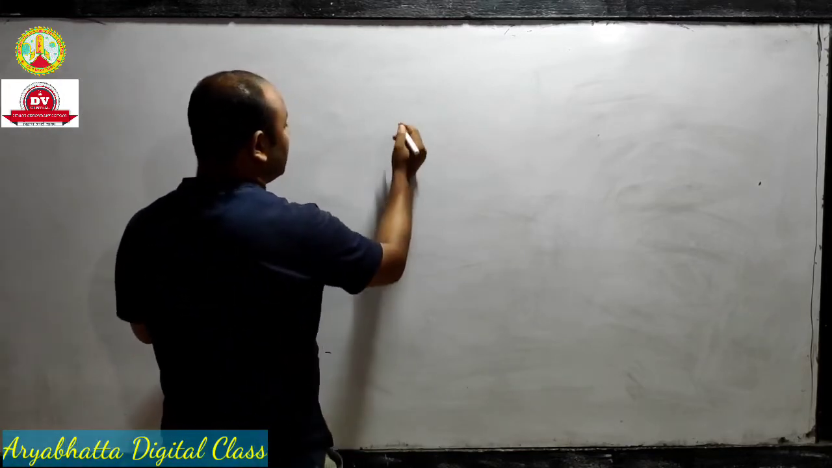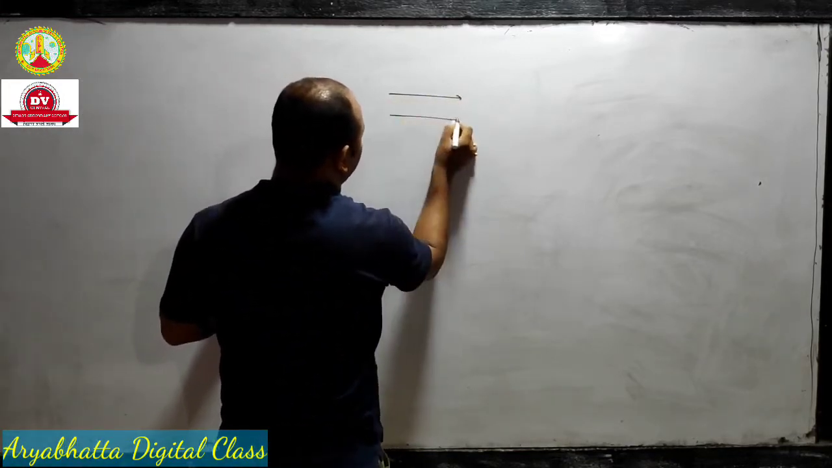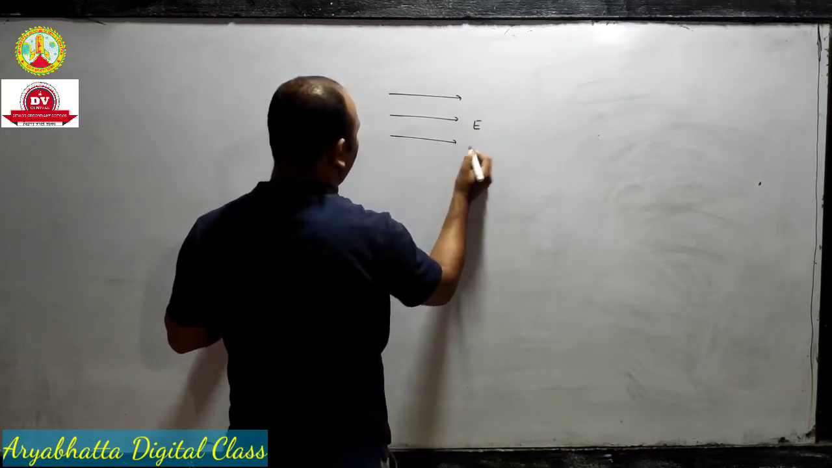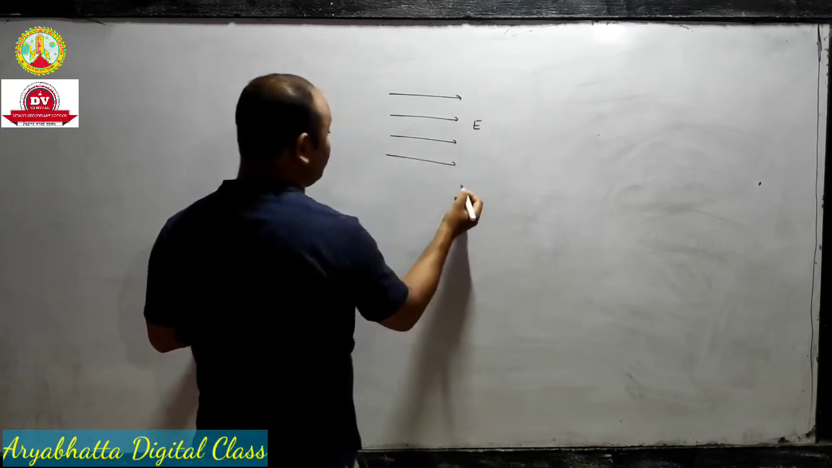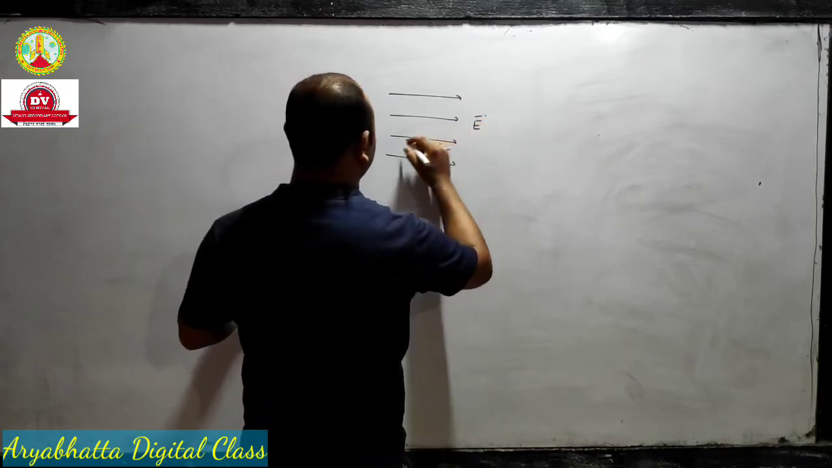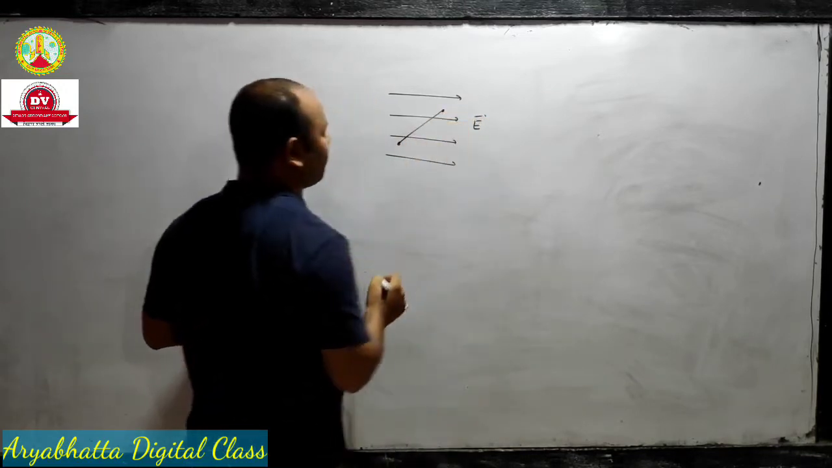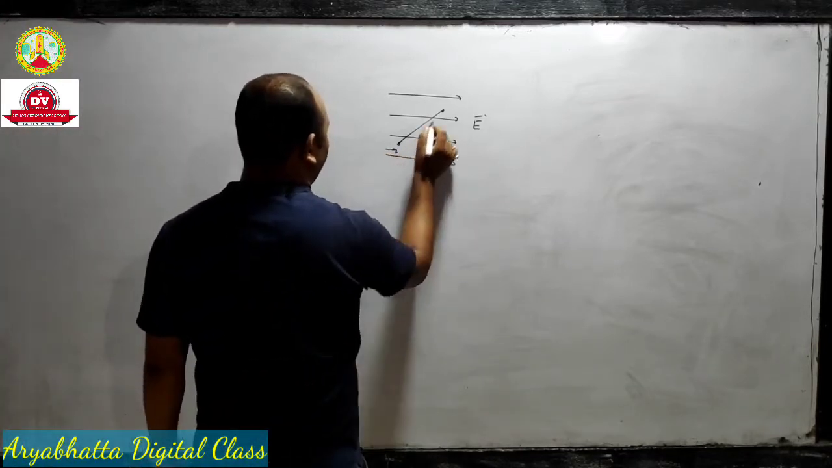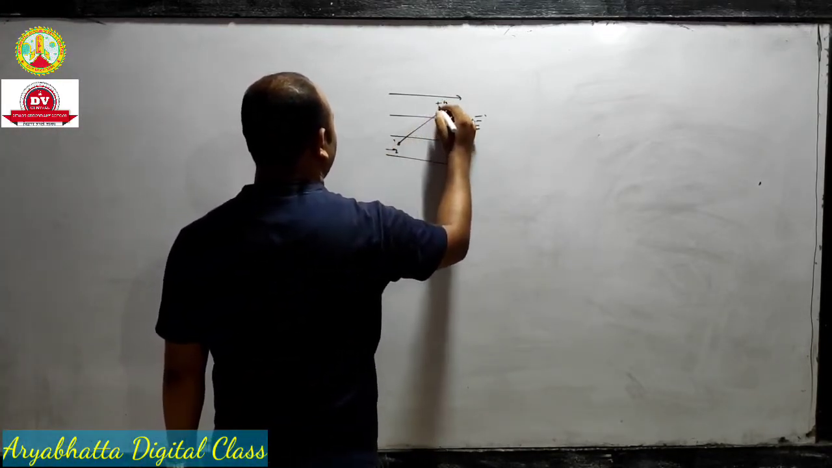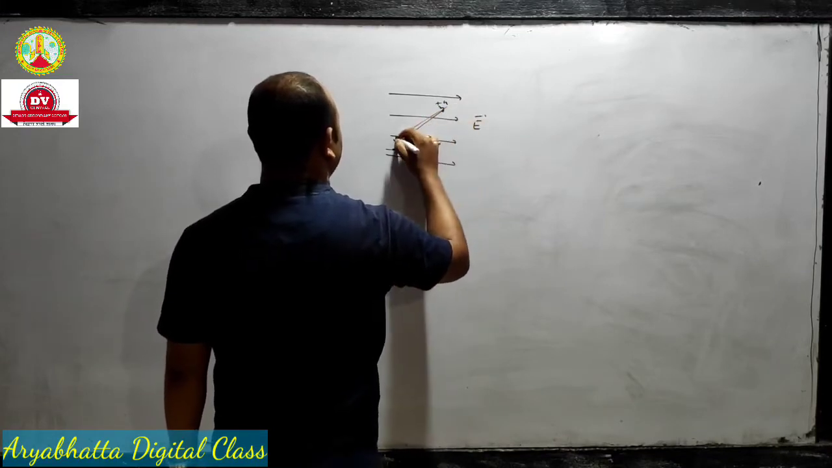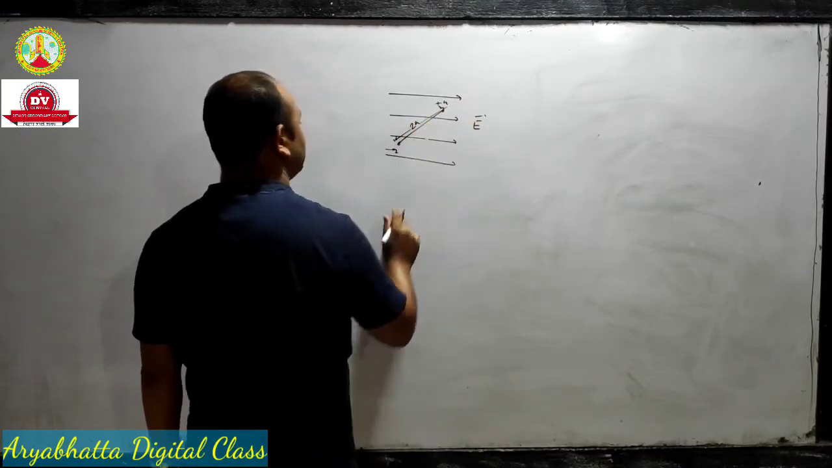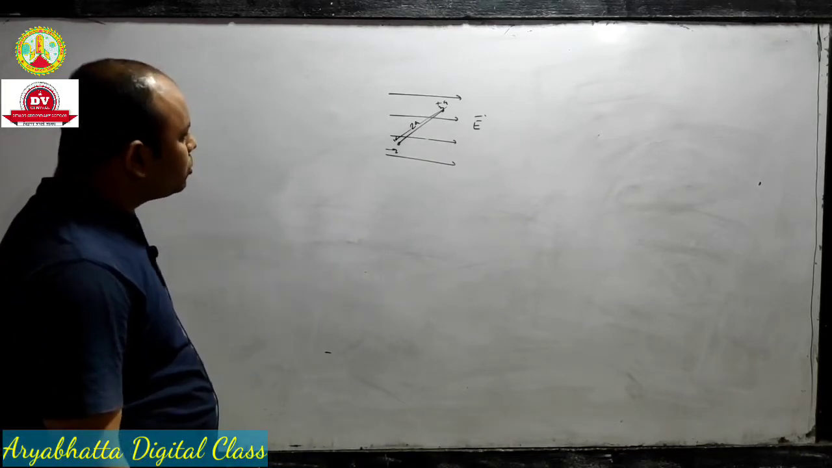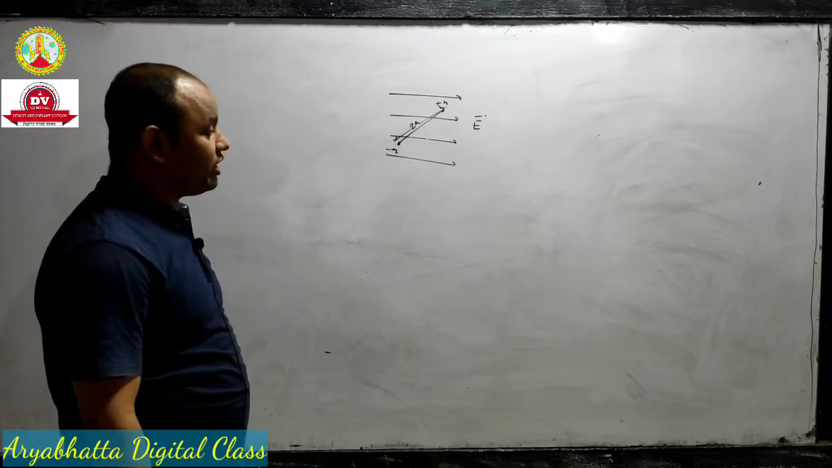Parallel lines. Suppose this is a uniform electric field. E is the uniform electric field, and on that uniform electric field, we have considered an electric dipole. Suppose this is minus q and this is our plus q, and they are separated by a distance of twice a.